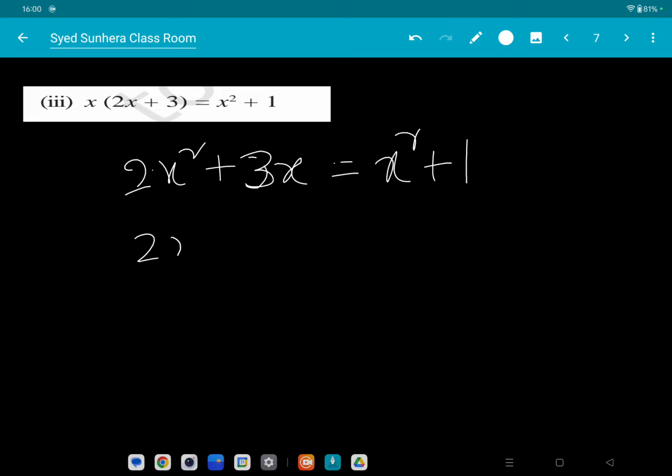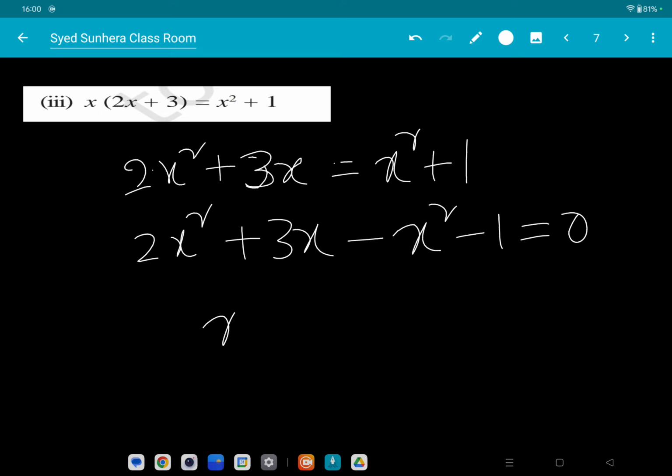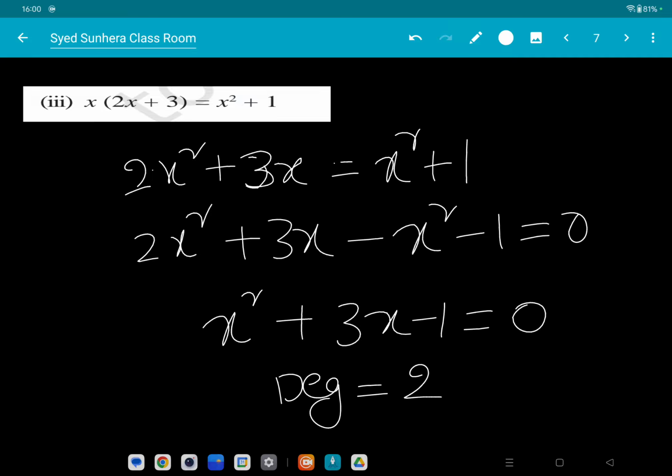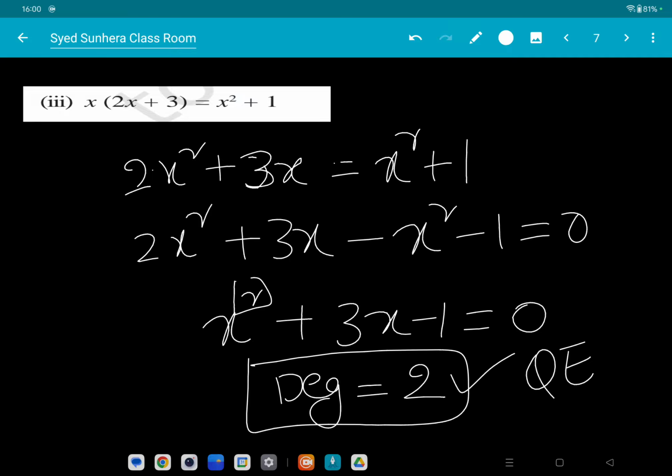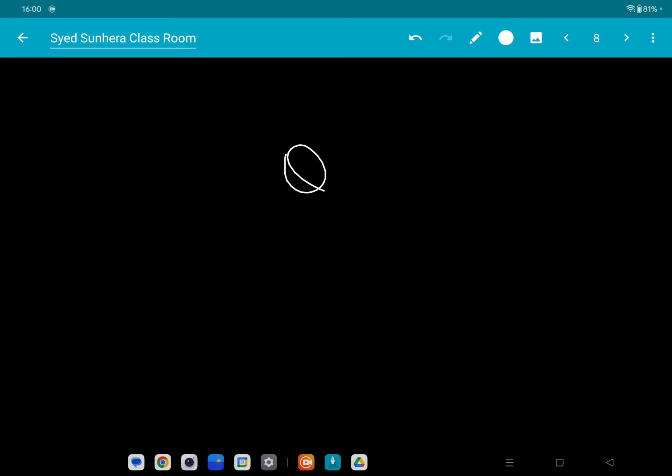Here 2x square plus 3x minus x square minus 1 is equal to 0. Here 2x square minus x square will become x square, plus 3x minus 1 is equal to 0. Now check what is the degree of this equation. Degree 2 means it is a quadratic equation. We find that this is a quadratic equation.